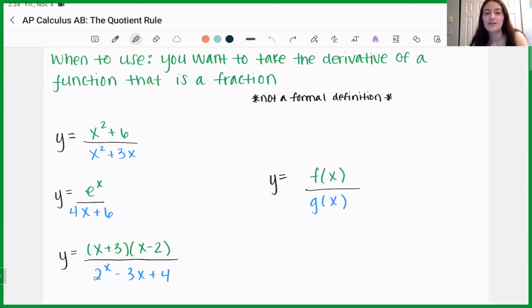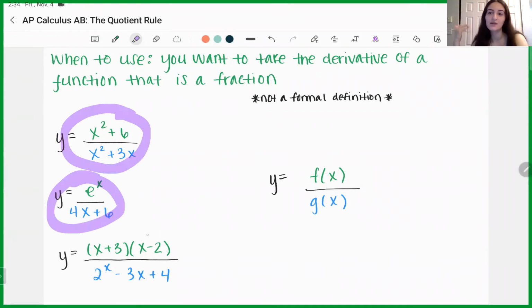So the quotient rule is one of our derivative rules, and we use it when we want to take the derivative of a function that is a fraction. So you can see some examples I have right here. All of these functions are fractions. They have something on the top and on the bottom. And whenever you run into functions that look like that, you're always going to want to use the quotient rule.